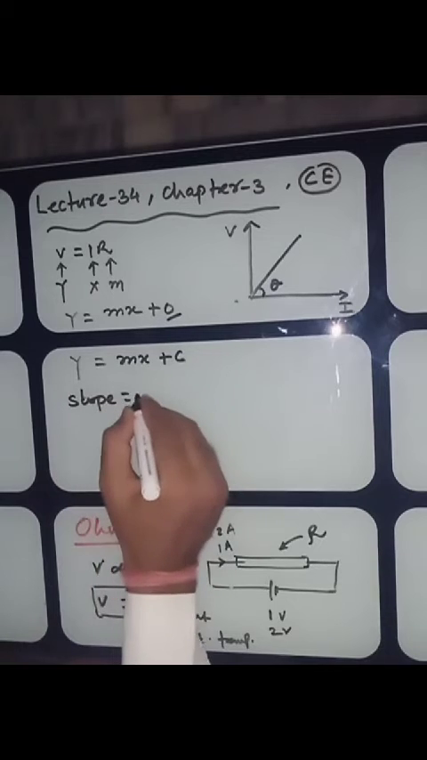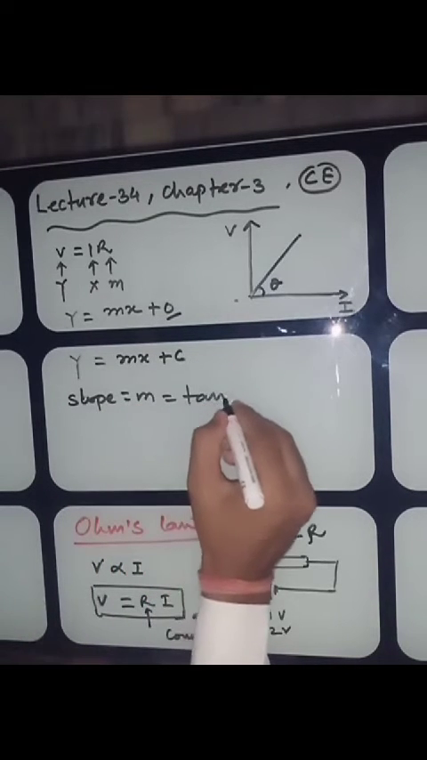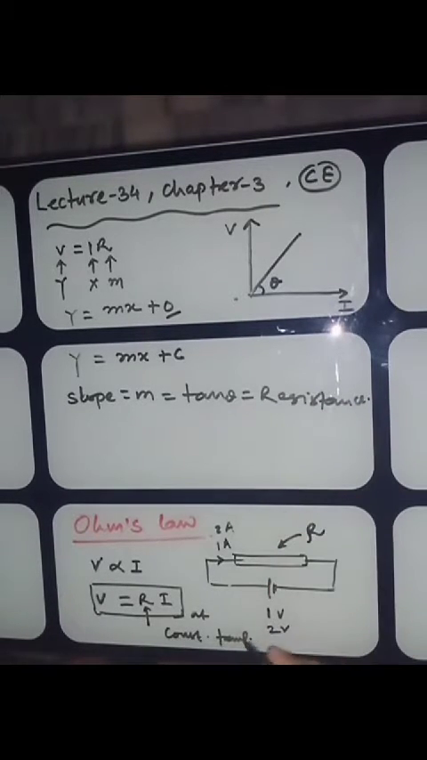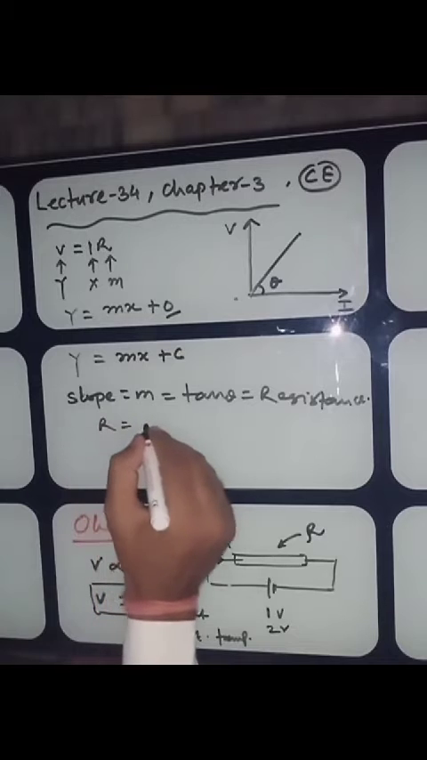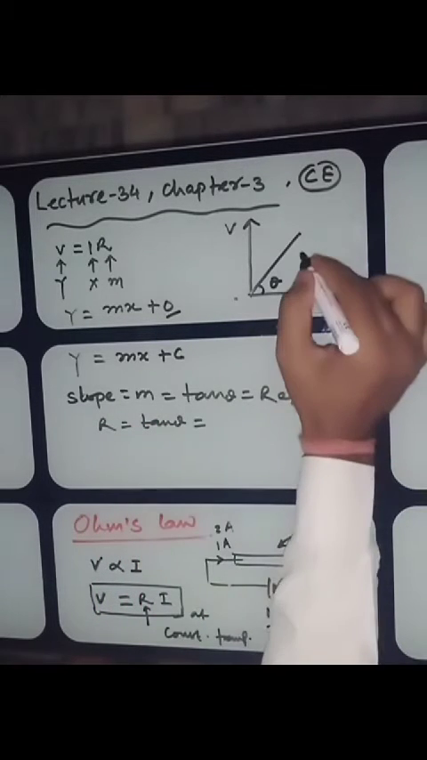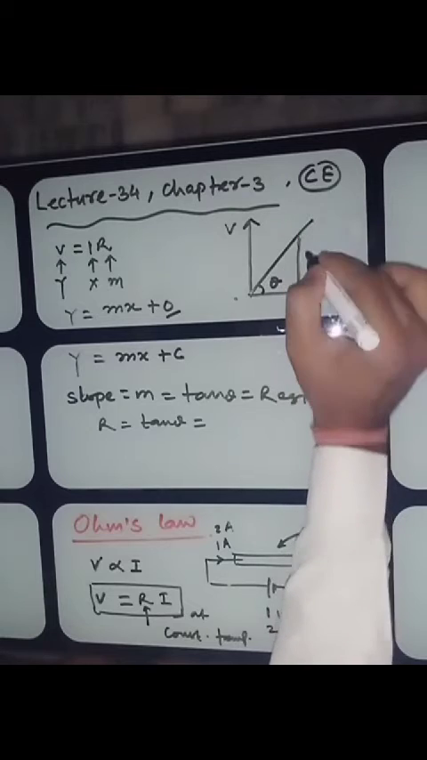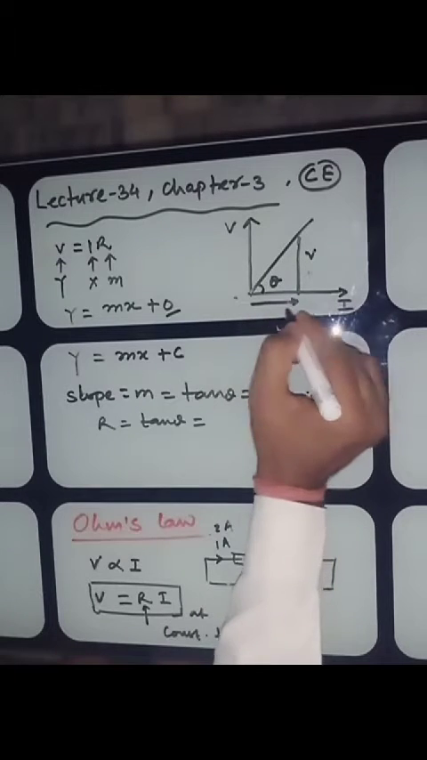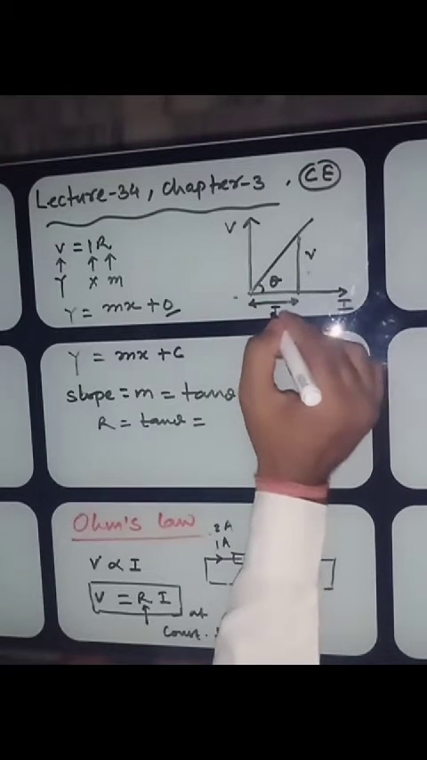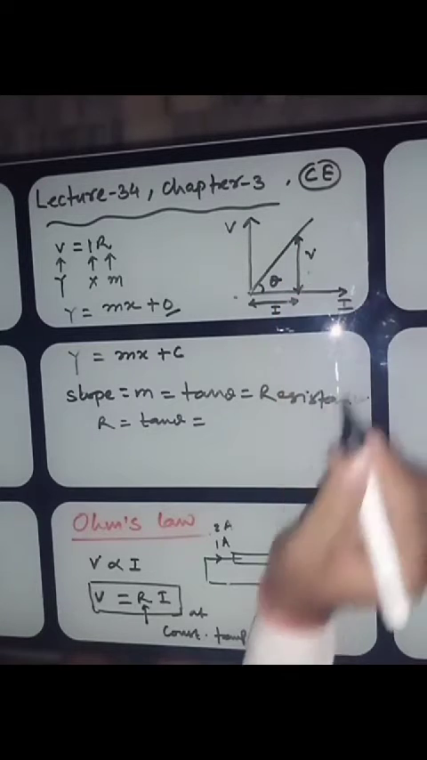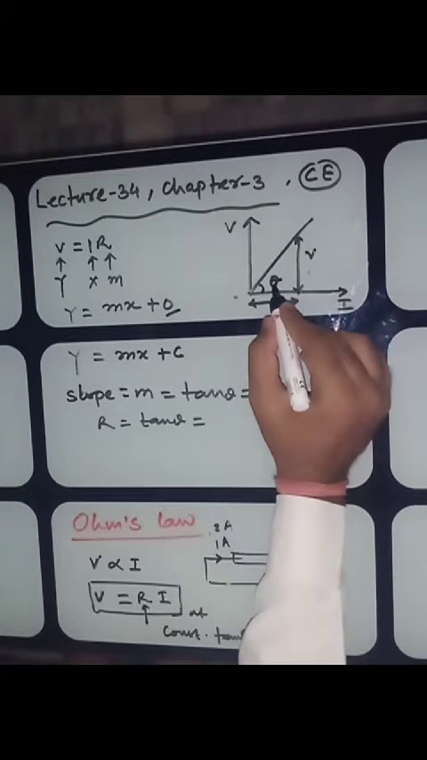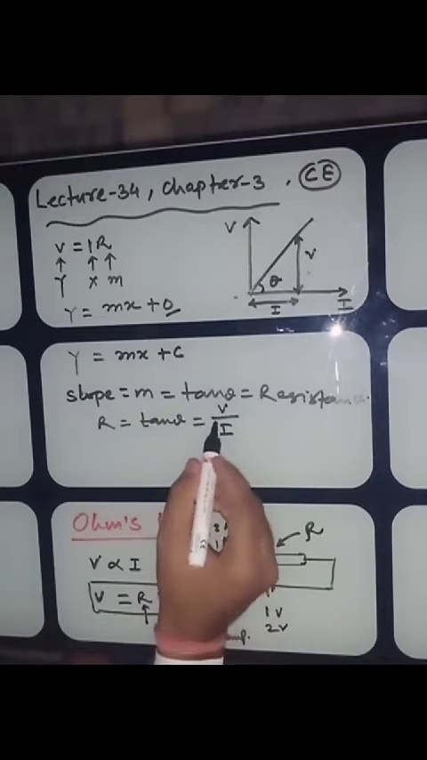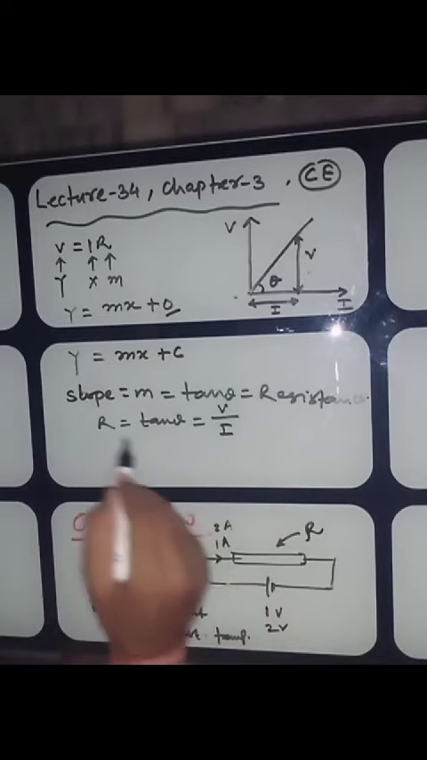Here, this slope is m. This is also known as tan theta. It is nothing but the resistance. Remember, the slope tan theta is the resistance. In this graph, the perpendicular gives you the voltage, and the base gives you the current. So tan theta is perpendicular by base, where the perpendicular is the voltage V and the base is I. So you get V = I times R.